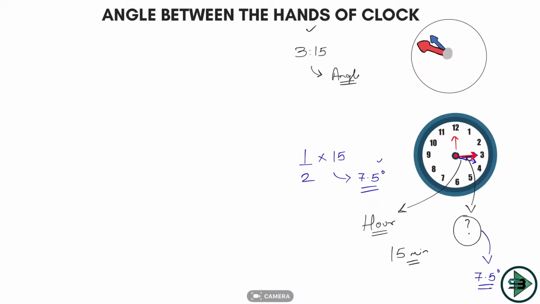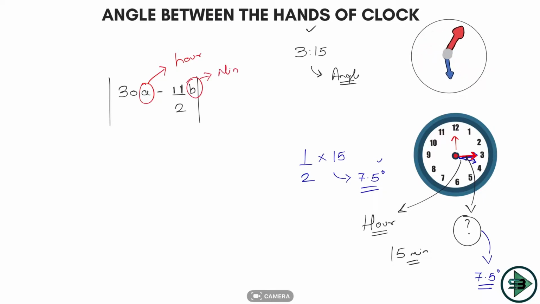Okay, but I'll give you a shortcut for this as well. This is by logic, this is by a shortcut formula. What does the formula state? The formula is the modulus of 30a minus 11 by 2 into b. That is my formula to find the angle between the two hands of the clock. Here a is nothing but your hour, and b is nothing but the minute that is being given to you. So the hour given to me is 3 and the minute given to me is 15. Just substitute a as 3 and b as 15 and you will get your answer.